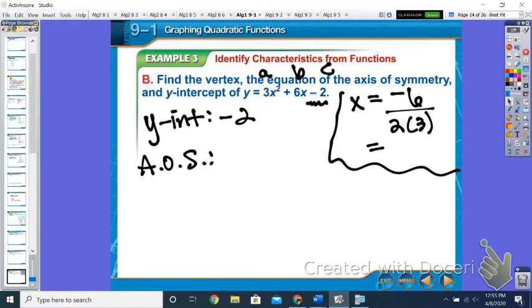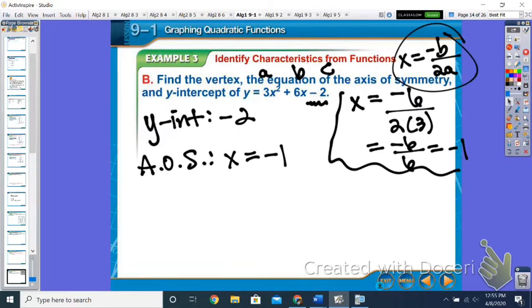So -b over 2a. -6 over 2 times 3 is 6. And -6 divided by 6 is -1. So our axis of symmetry is x equals -1. Right, you're always going to use that formula, x equals -b over 2a, for your axis of symmetry. That's all we're doing there, is we're substituting in and simplifying.